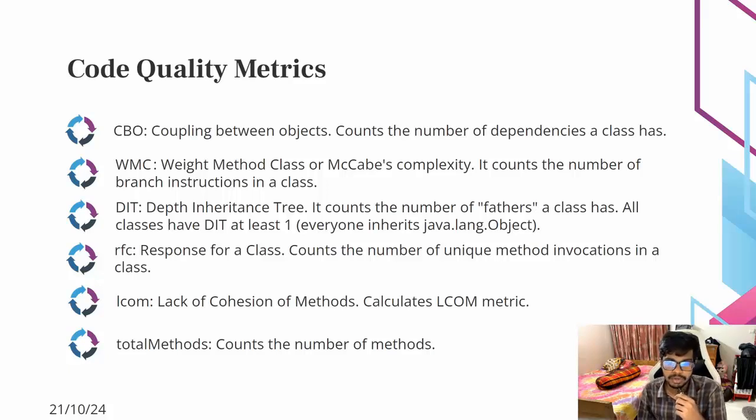And we have measured WMC, which is known as weighted method class. What is that? That counts the number of branch instructions in a class. For example, how many branch instructions a class has, that we have counted, and that is depth in identity.